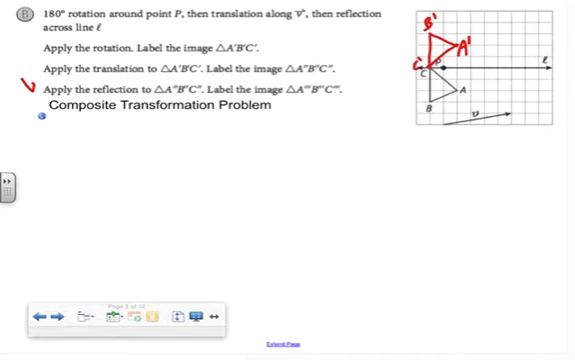If I rotate C prime 180 degrees around the point P, here's C double prime. Here would be A double prime, and here would be B double prime. And then finally, if I took those and translated them along the vector V, I'd be moving them 5 spaces to the right and up 1. So 1, 2, 3, 4, 5, and up 1. Here's B triple prime. C double prime goes 1, 2, 3, 4, 5, and then up 1. And A double prime, 1, 2, 3, 4, 5, and up 1. Here's A triple prime.